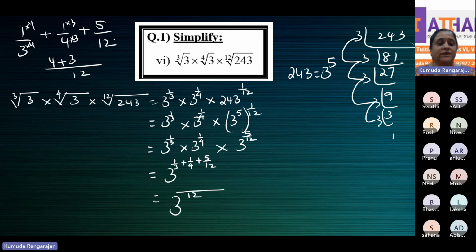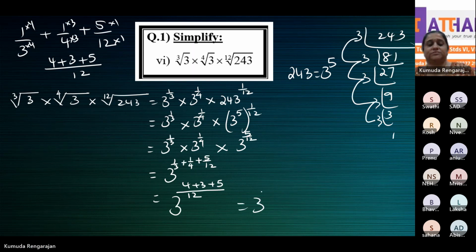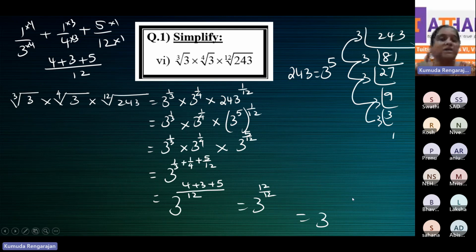And 5 is the base, ma'am, 1. 5. So you get 4 plus 3 plus 5, that is equal to 3 to the power 12 by 12. And what is 12 by 12? 1, ma'am. 12 by 12 is 1. And 3 to the power 1 is 3.